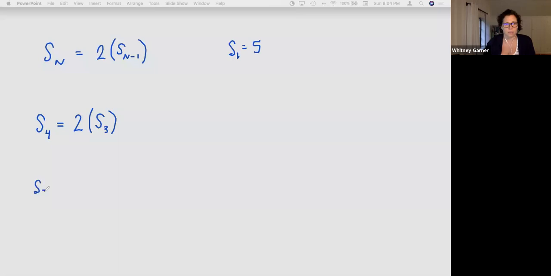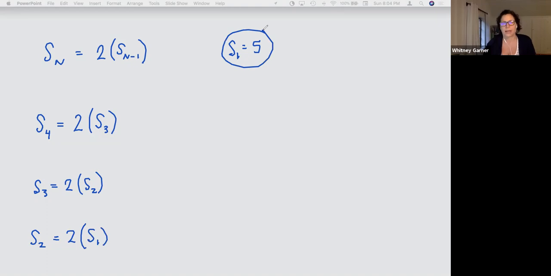So s sub 3 is going to be 2 times, and again, if I replace the n with a 3, this is going to be one number smaller, n minus 1. So 2 times s with a little 2 subscript. But I don't know s with a little 2. I know s with a 1. So I've got to go back one more. If I'm looking for s with a 2 on the bottom, then this side is equal to 2 times s with a little 1. That's a term I do know. I do know what s with 1 is. That's 5. So I'm going to plug it in.